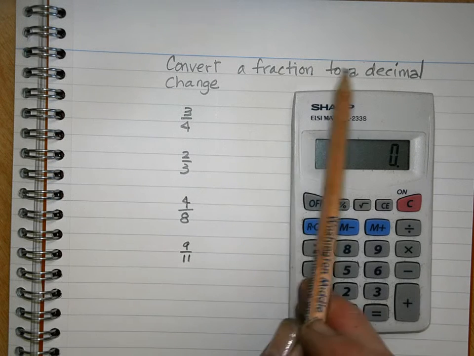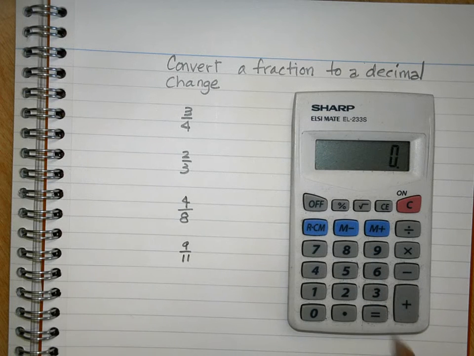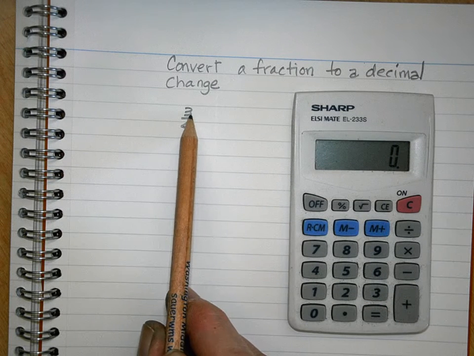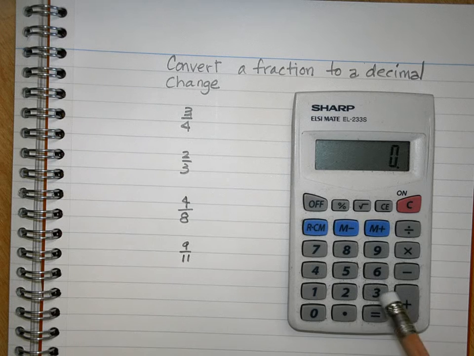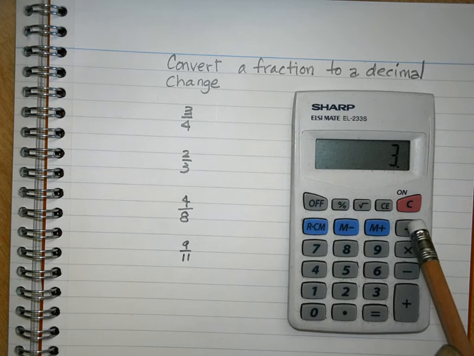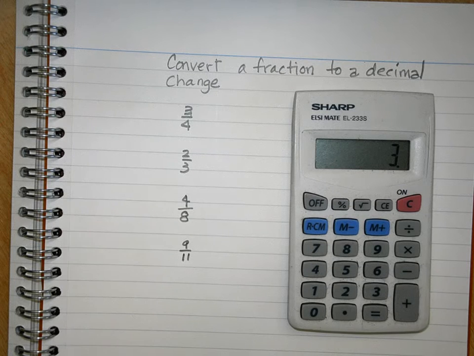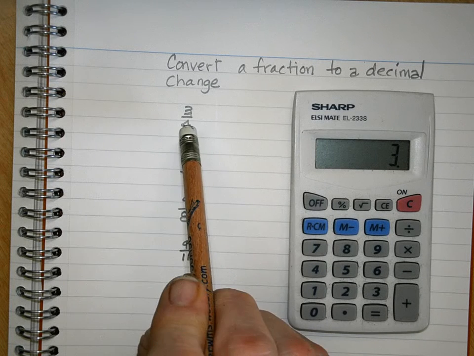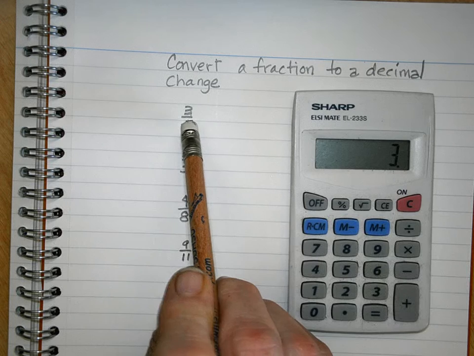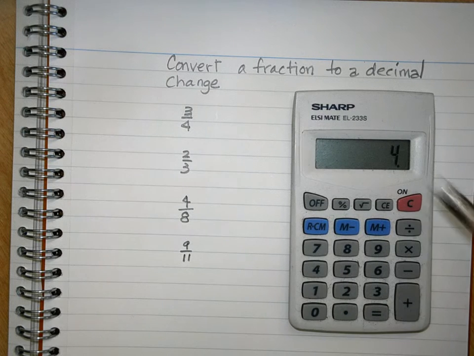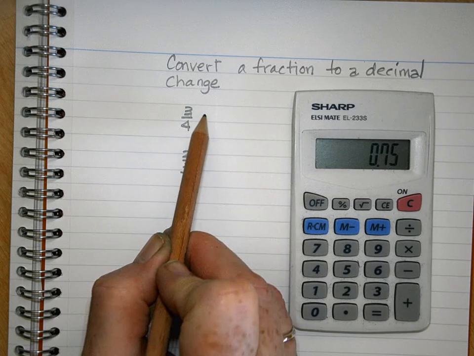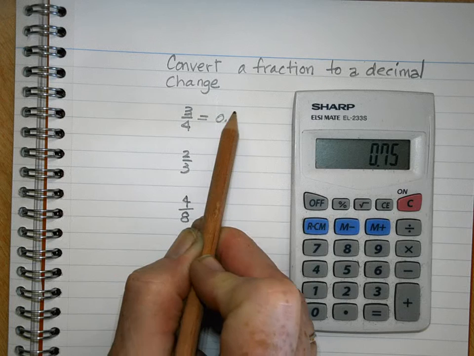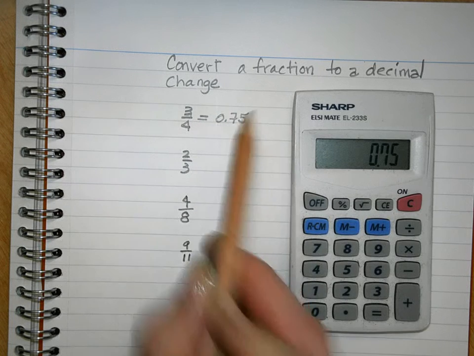To convert a fraction to a decimal using a calculator, the first thing I do is enter my top number, which is the numerator. So I'm going to push the 3. Then I divide. I push the division key. Next, I divide by this bottom number, the denominator, and I enter the 4. Notice that the 4 is showing. Finally, I hit my equal sign and I write down my answer, 0.75, or 75 hundredths.